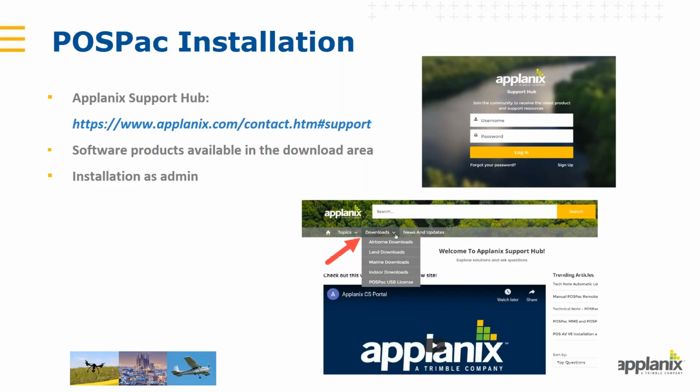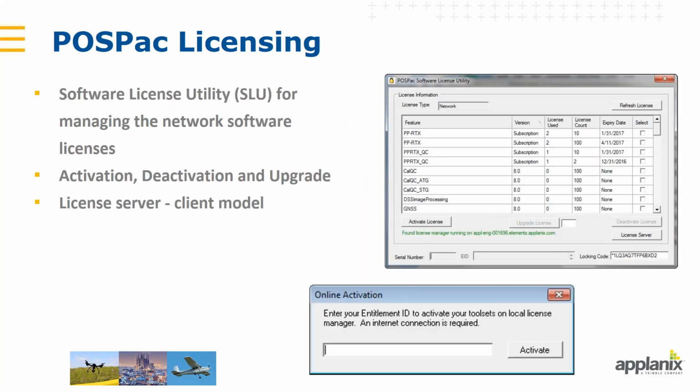The installation itself is quite straightforward with the installation wizard. The important part here is to execute the installer with admin rights. After the successful installation, the next step is to activate the license. To manage the license, we have a specific tool, the software license utility. It is also a standalone tool for managing the license. Here you can activate, deactivate, and upgrade the license.